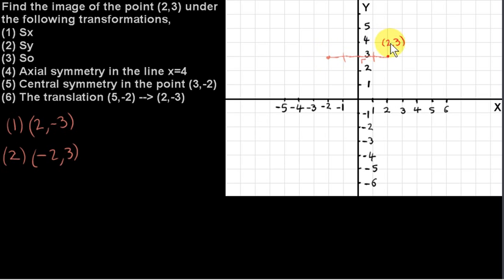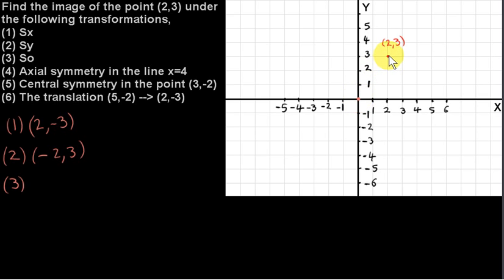So you can see that the x value of the point changes sign, but the y value stays put. The y value is still 3. Now let's look at symmetry in the origin. That's what this O stands for. So the origin has coordinates 0, 0. Now we're talking about the image of the point 2, 3 under central symmetry in the origin.